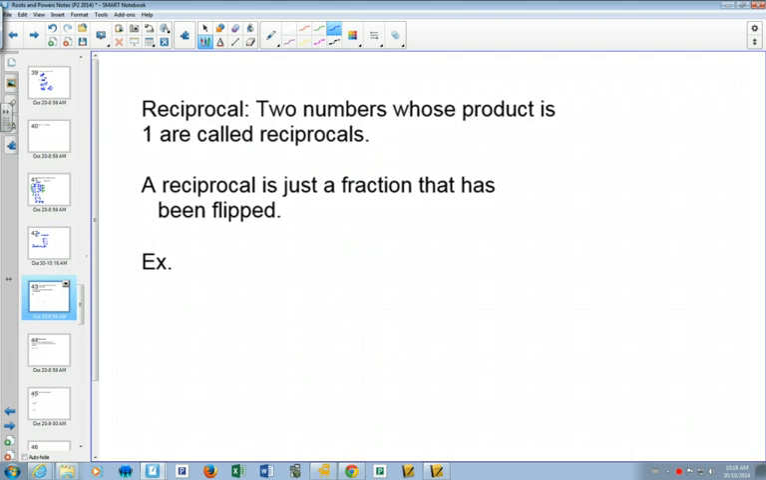So an important thing, couple definitions here, you need to know the word reciprocal, which you've seen before when you divide fractions, multiply by the reciprocal. Two numbers whose product is 1 are called reciprocals. And a reciprocal is just a fraction that has been flipped. I like highlighting definitions. Pretty.